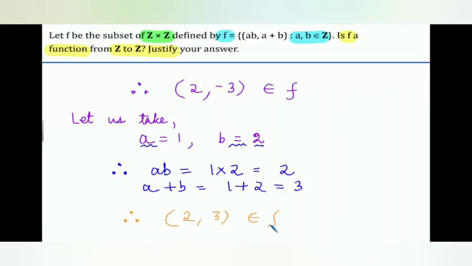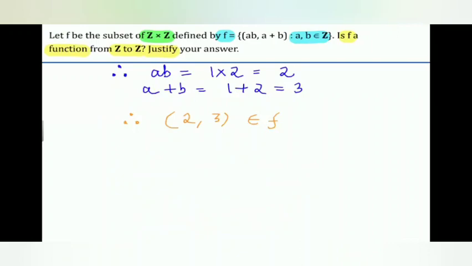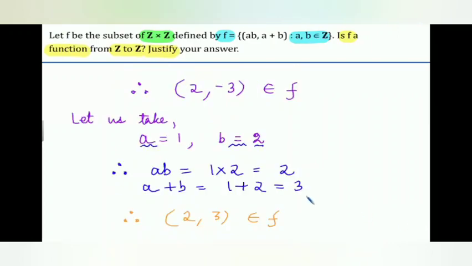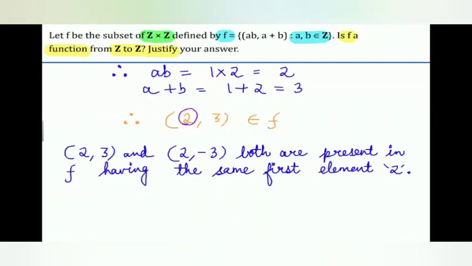So you can see clearly the first element 2 is repeated 2 times. यानी कि 2 का रिलेशन -3 के साथ भी है और 2 का रिलेशन 3 के साथ भी है, राइट? So f is not a function from Z to Z. (2, 3) and (2, -3) both are present in f having the same first element 2.